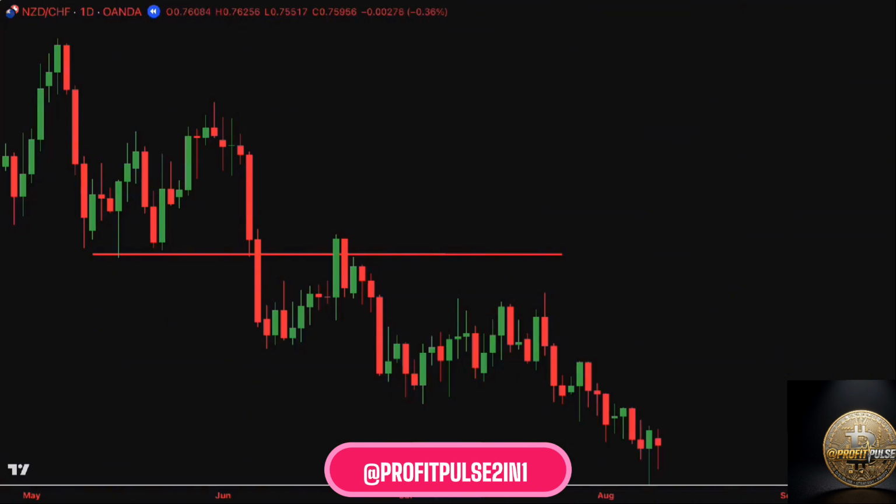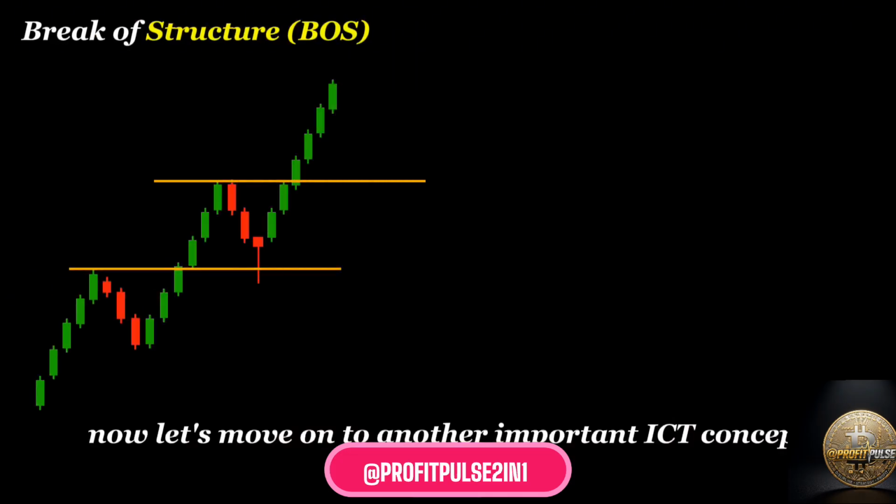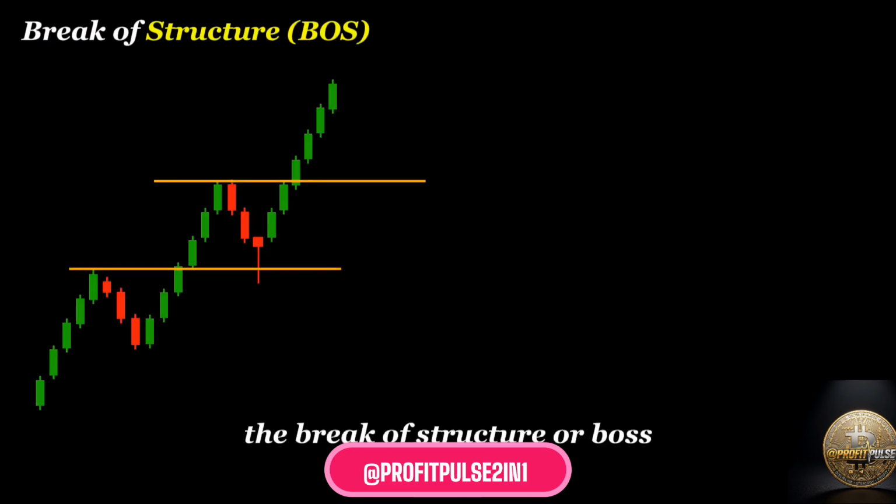After sweeping the liquidity above the resistance level, the market resumed its downtrend and continued moving lower. Now let's move on to another important ICT concept, the break of structure, or BOS.